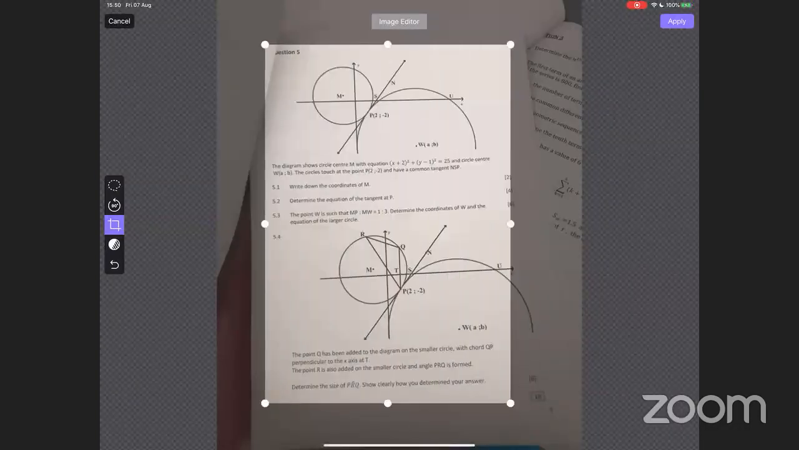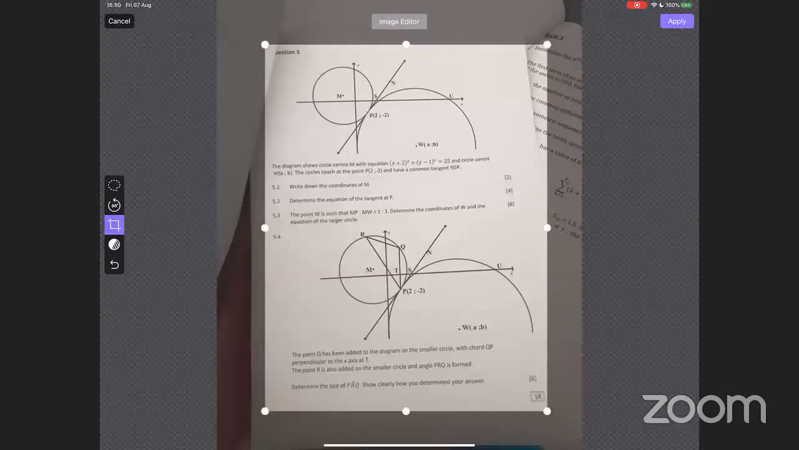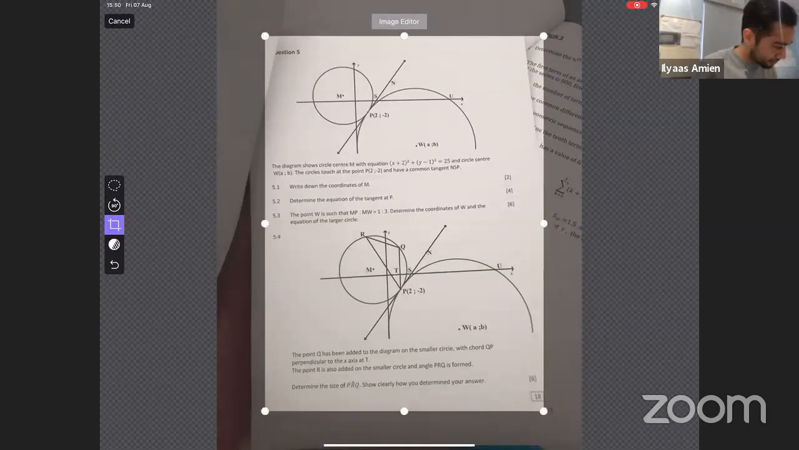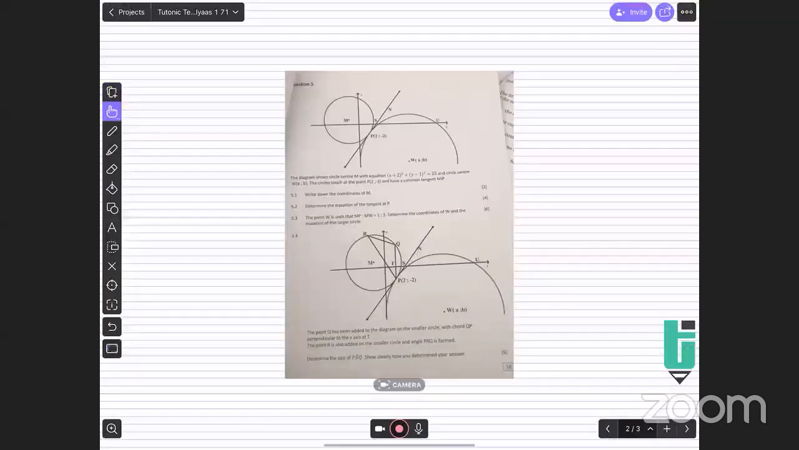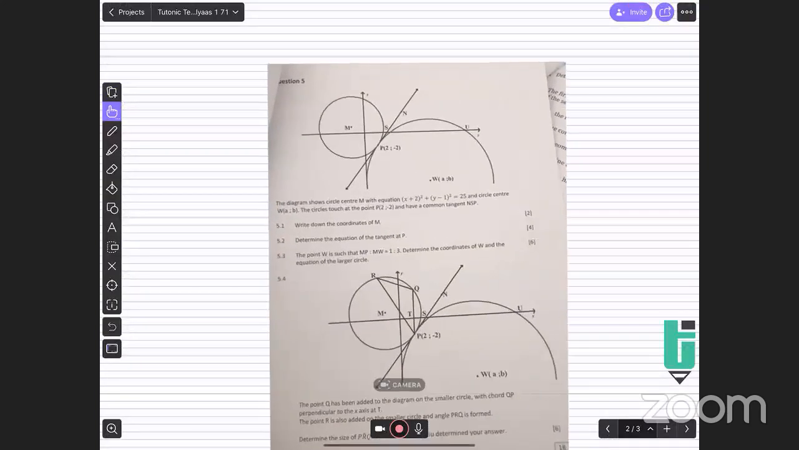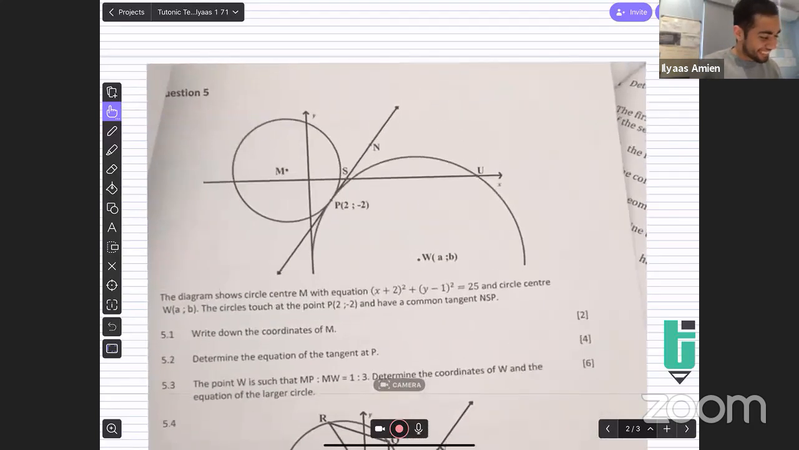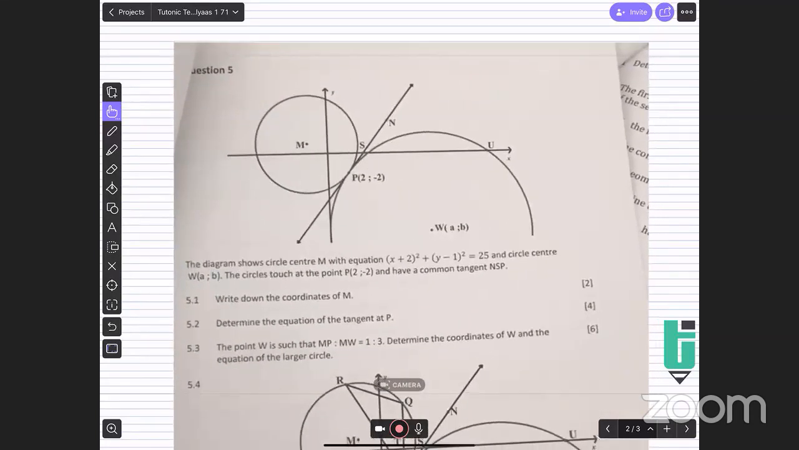Is this in your exam? No, it's just a past paper. From Islamia? No, I think it's from Heartland. Oh wow. Stop that. No, it's just a past paper. Yeah, I think it's from 2025.